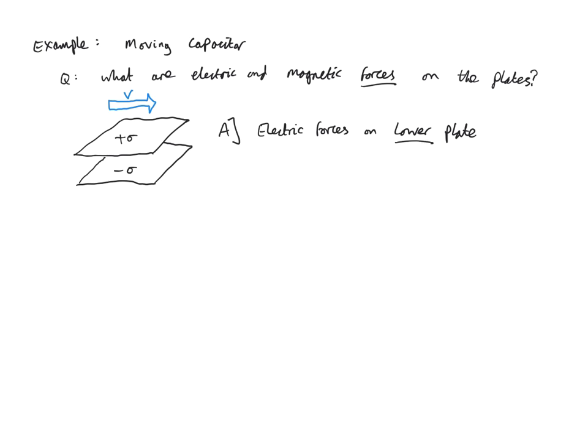Now, we don't need to separately work out the electric forces on the upper plate because we know Newton's third law, and we know, therefore, that the forces will be equal and opposite. So how do we work out the electric forces? Well, first of all, we need to work out the electric field, and then we can use the Lorentz force law. How do we work out the electric field? We use Gauss's law. This tells us that the field flux through some area is equal to the charge enclosed.